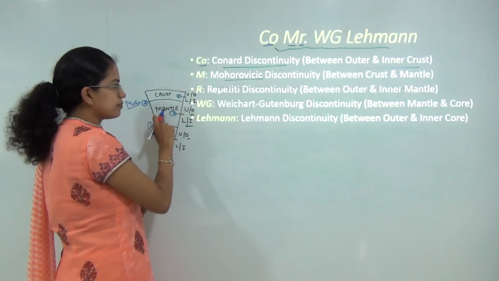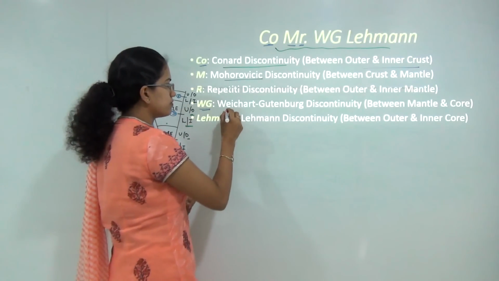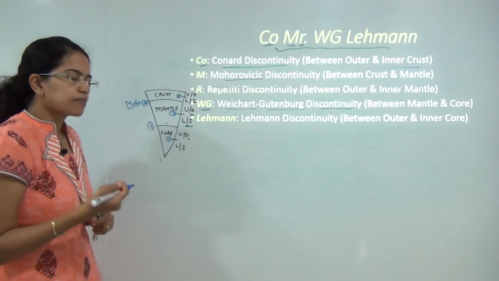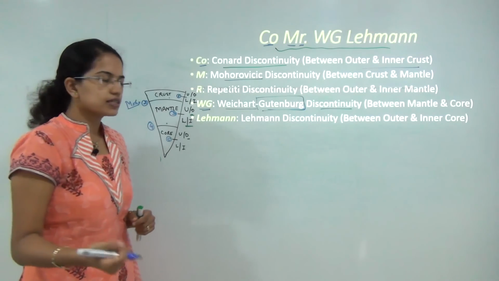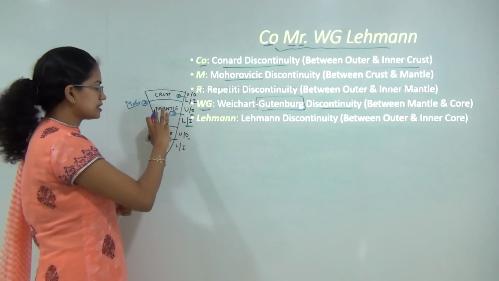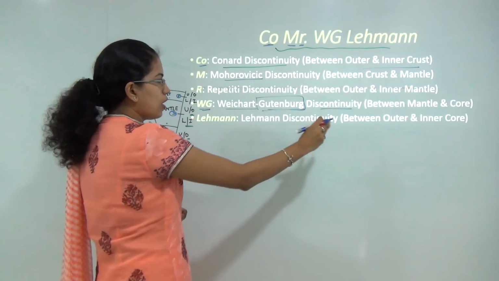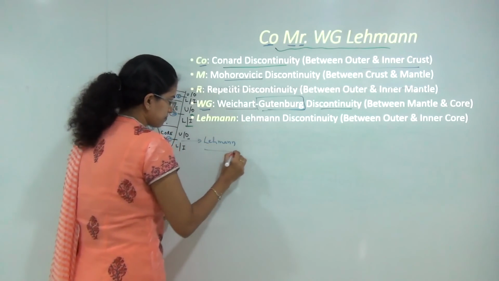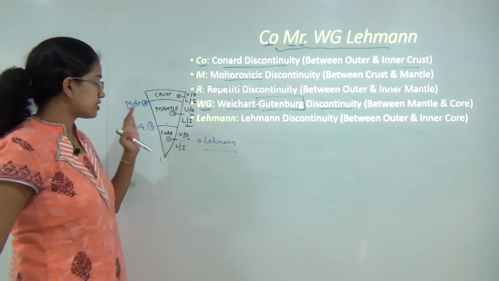Then you have between the mantle and the core, we call it WG, that is the original name for this discontinuity, which is known as Wiechert-Gutenberg discontinuity. Some people also simply call it Gutenberg discontinuity. So you can also say it as Gutenberg discontinuity or Wiechert-Gutenberg discontinuity. Both of them are correct, and that is the discontinuity between mantle and core. And finally between the outer core and the inner core exists the discontinuity which is known as Lehmann's discontinuity. So these 5 are the primary discontinuities that we need to learn.